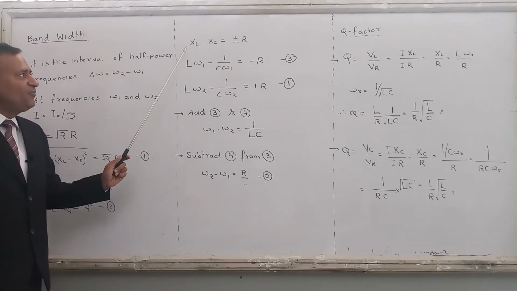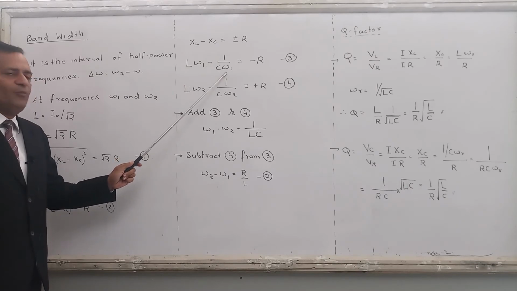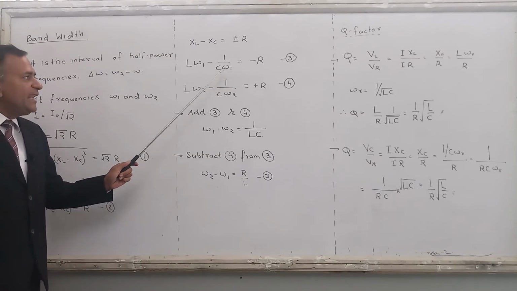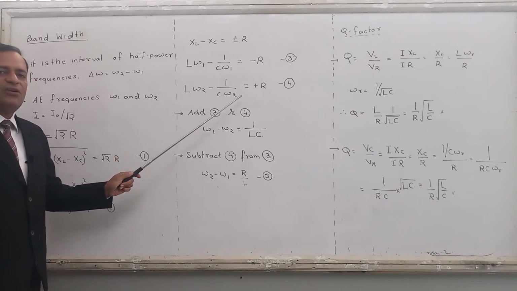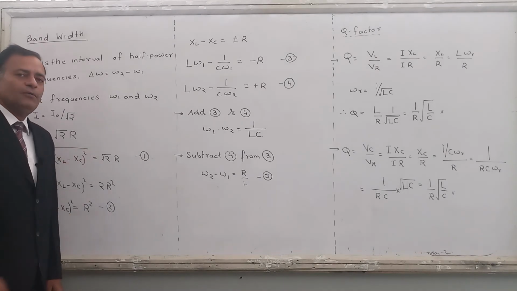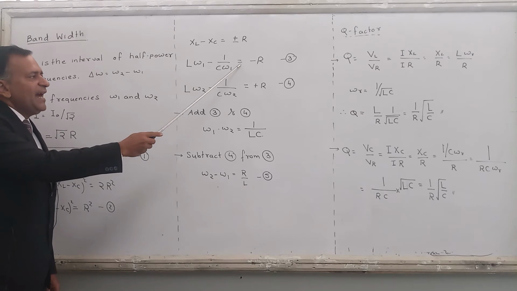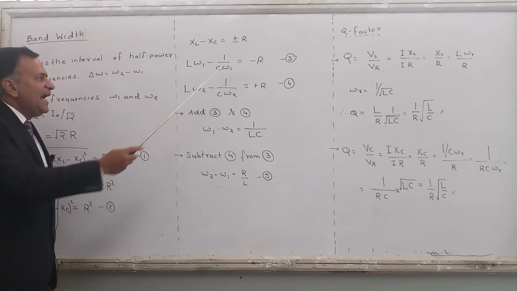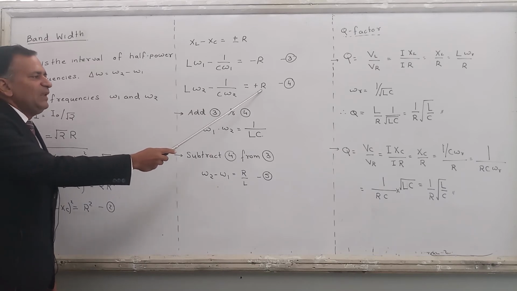Alright. Now see, from here XL is equal to L omega and XC is equal to 1 over C omega. Okay. Now I am going to rewrite this equation for two different frequencies because I am having two different frequencies, omega 1 and omega 2. L omega 1 minus 1 by C omega 1, I have assumed it to be minus R, and L omega 2 minus 1 by C omega 2 is equal to plus R.